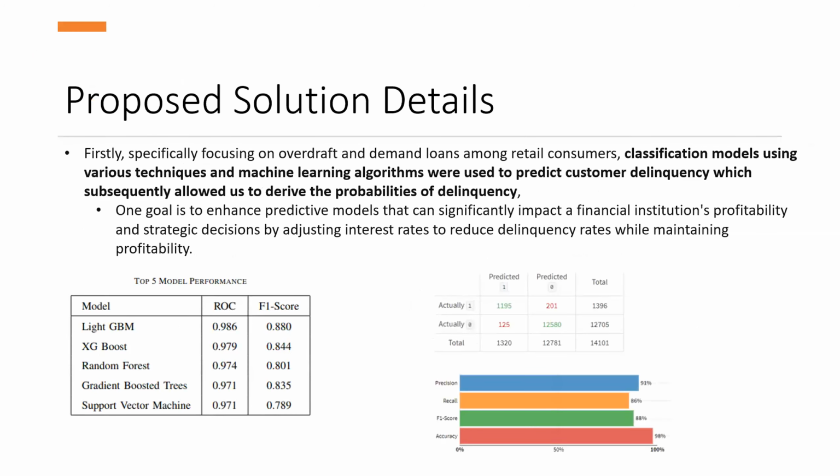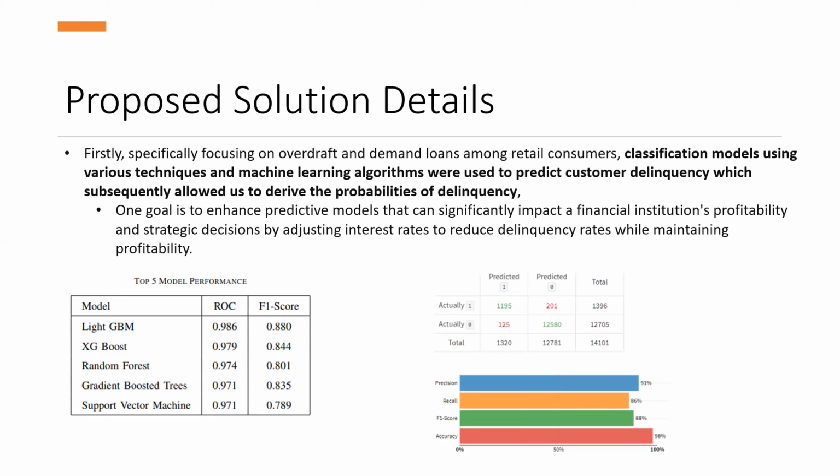So firstly, this was specifically focused on overdraft and demand loans, which are typically done for retail consumers. So just think about, if you need a vehicular loan or a loan for personal reasons, these would be your demand loans or overdraft loans. And classification models using various techniques and ML algorithms were used to predict the customer delinquency, and this subsequently allowed us to derive the probabilities of delinquency.